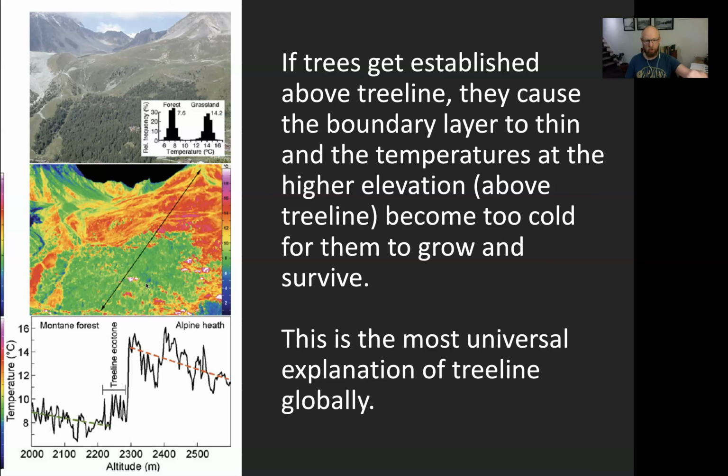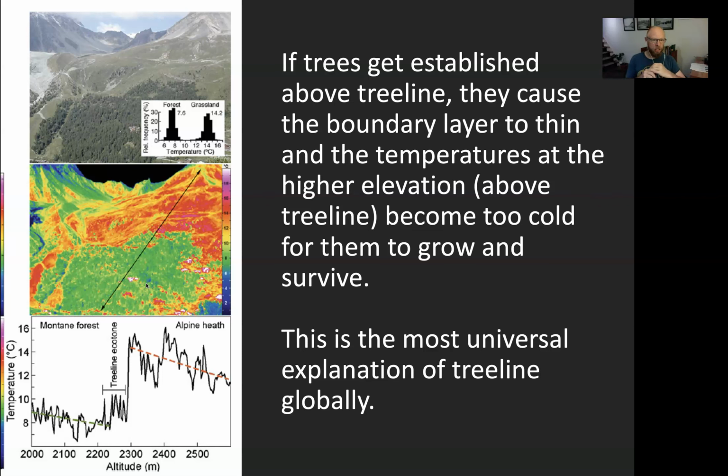So then what would happen if a tree gets established above tree line, which happens sometimes, a seed will get up there, they'll germinate and they'll grow. But what happens is as they start to grow, they start disrupting that boundary layer. The boundary layer gets thinner around that tree and temperatures get colder, and they get too cold for those plants to grow. And primarily, again, it's that soil temperature preventing the roots from growing and getting the nutrients and getting the soil or the moisture that the trees need.